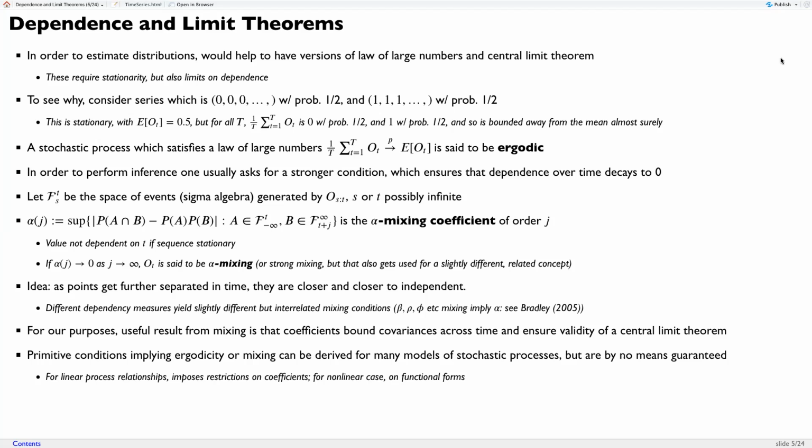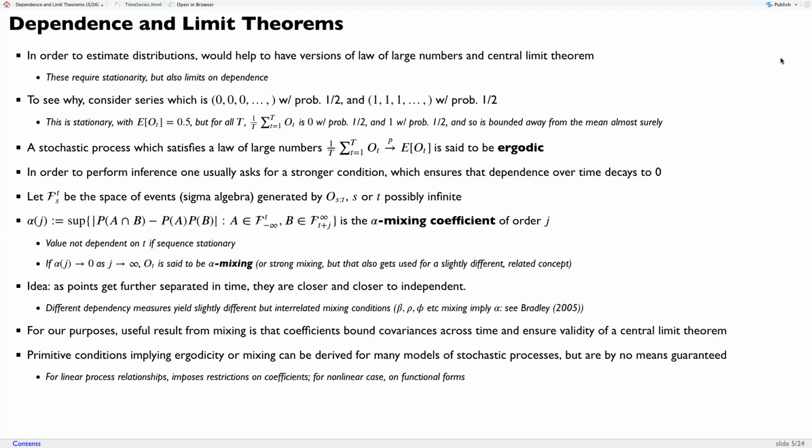I'm glossing over a huge amount of technicalities when you deal with infinite sigma fields and all of that, which are, again, fun to study, but not super relevant for what we're doing. There are theorems that say it all works.